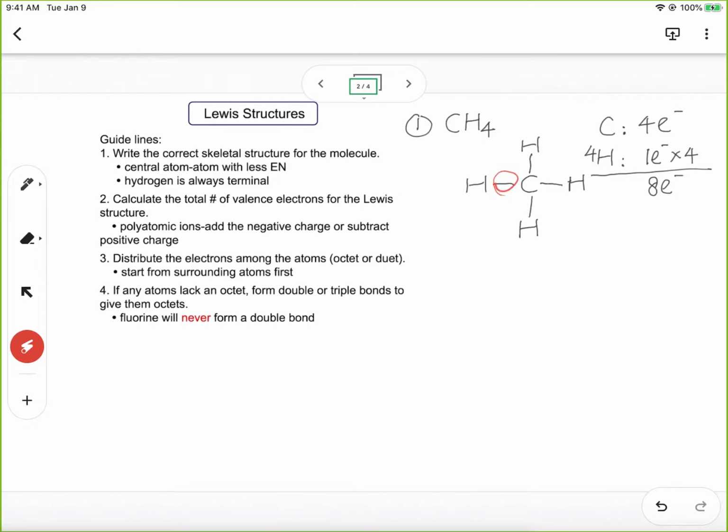Well, you have 2 here, 2 here, 2 here, 2 here. Now, that means the carbon has 8 electrons. Okay. Well, carbon, hydrogen, all 5 members are happy.